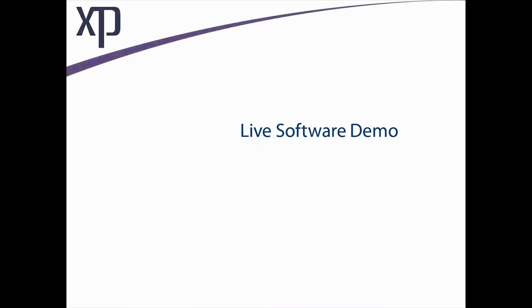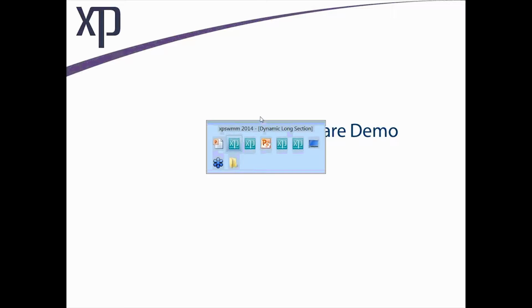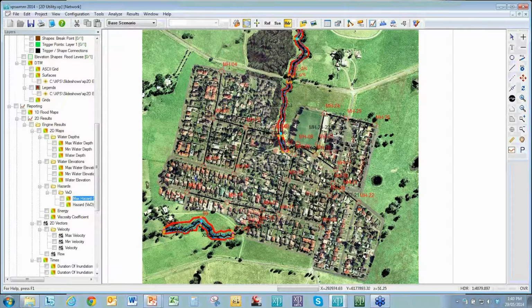So we'll go very briefly back into the software and just look at these tools that we've just run through. So we've got a 2D model here with our usual 2D maps and results produced.